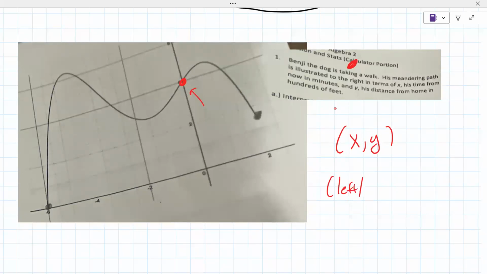X is how much left or right you are going. Y is how much up or down you're going. Starting here at the origin, how much left or right are you going to get up to this point? You're not going left or right. So what value means not to go left or right? To do nothing. What value means to do nothing?